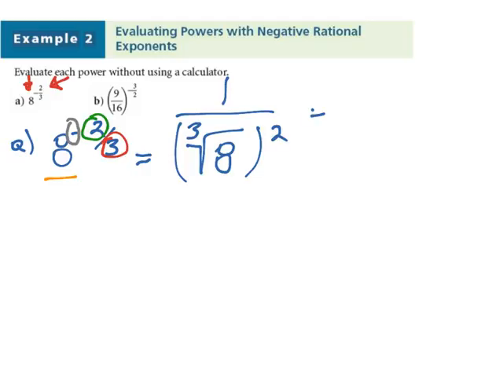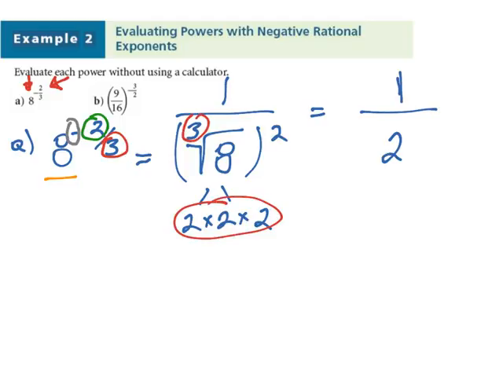So we could simplify it. We'll do the bracket first. What's inside the bracket? The cube root of 8 is just 2, because 2 times 2 times 2 is 8, and the cube root tells us that we're looking for a group of 3, and we take one of them out, and that's 2. And now we have, don't forget the square. So again, we're going to use the exponent first. So 2 to the power of 2 is 4, so 1 over 4. And here's your answer.